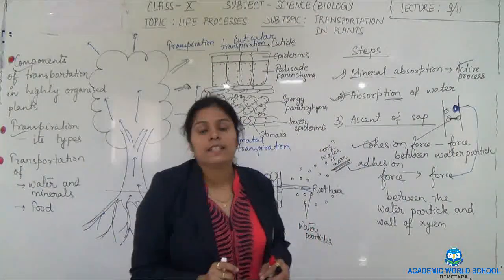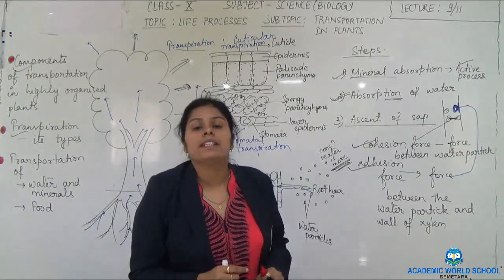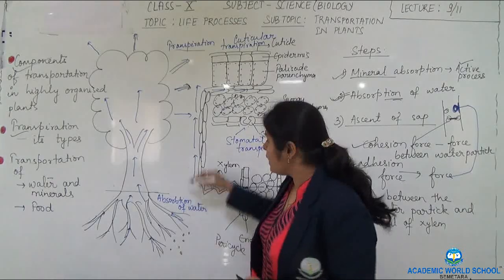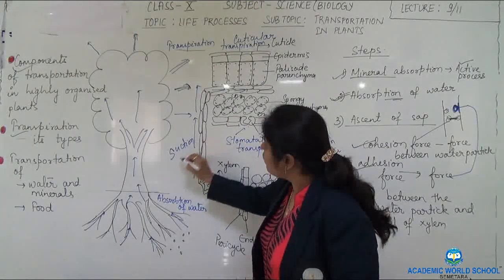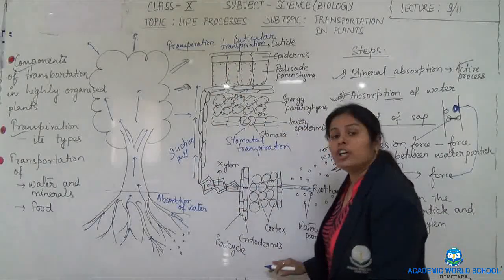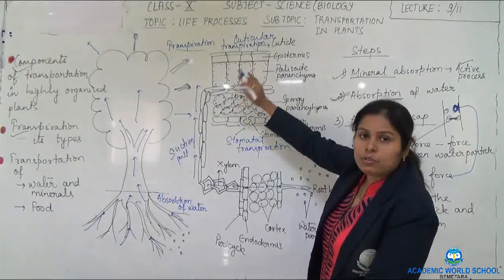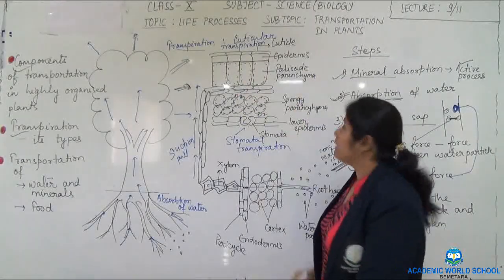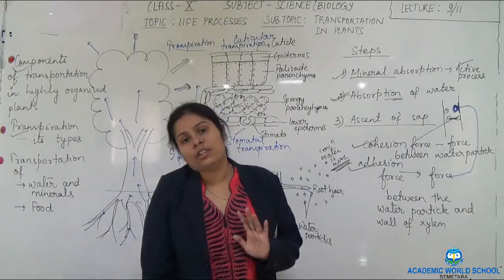These two forces will act together so that the water column in the xylem vessel does not break, and a suction pull will be created here. A suction pull will be created here, and the water will move from the root to the top of the plant, to each and every part of the plant. So this transportation of water and minerals has three steps.